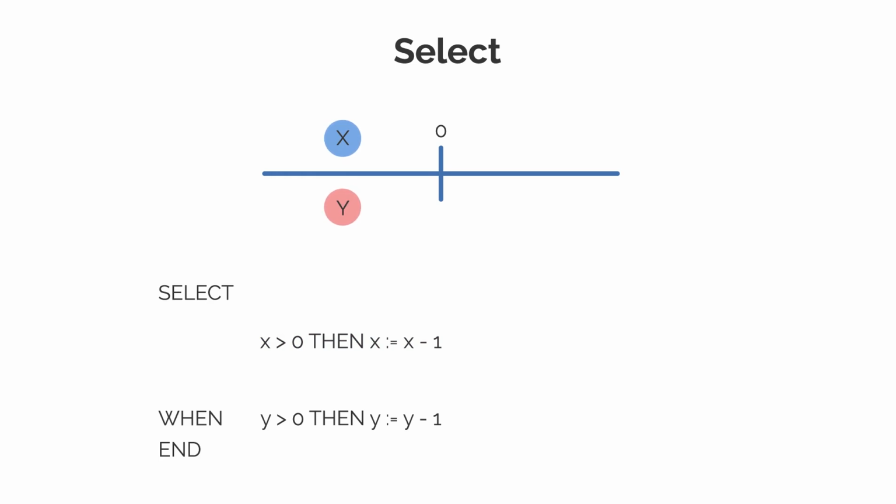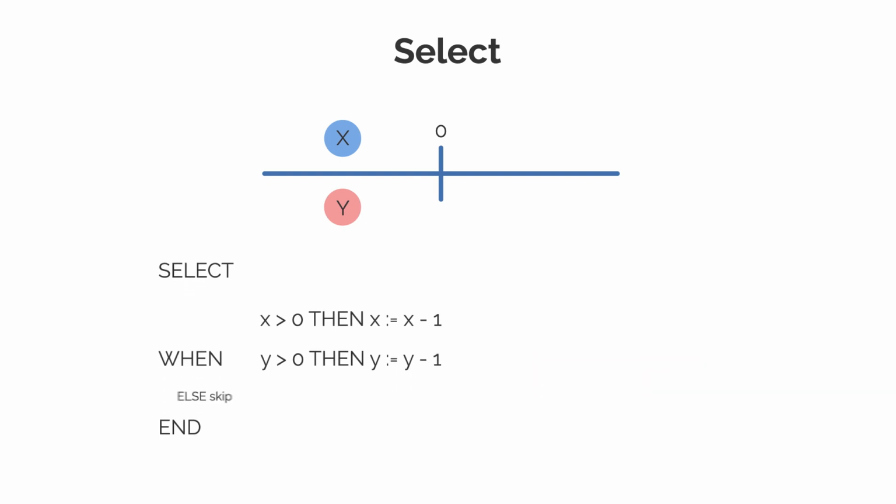Finally, we can have the situation in which both variables x and y are less than 0. And in this situation, we have an unfeasible command. That's why we also have the choice of including an ELSE statement in the select command. So suppose we have ELSE skip in this command select. And in this case, if both variables are less than 0, then this command simply skips.